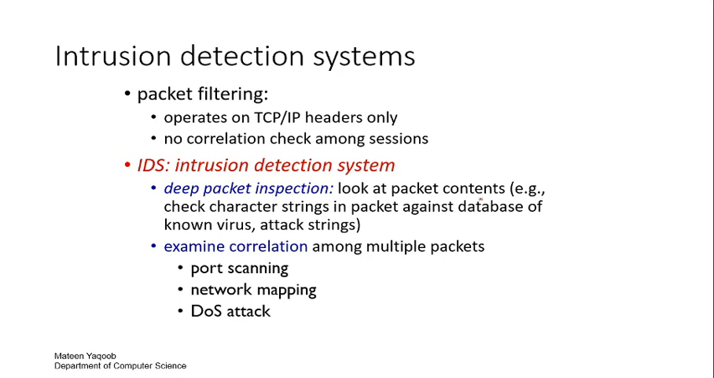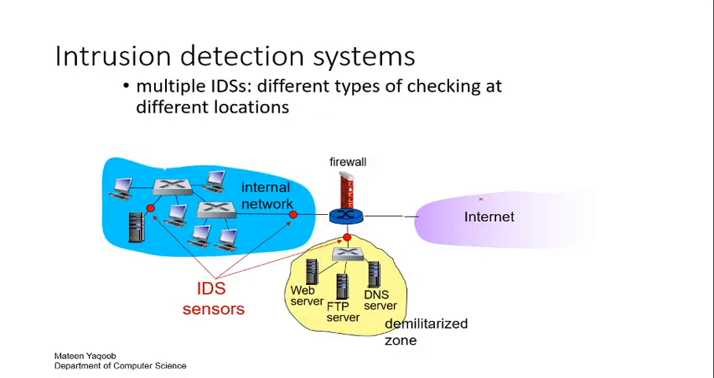So the intrusion detection system will inspect the packet content as well, and it will examine the correlation among multiple packets. So it will detect port scanning, network mapping, and DoS attacks. It will help to avoid these three types of intrusions: port scanning, network mapping, and DoS attacks. An intrusion detection system is usually implemented using multiple IDSs. Basically, multiple intrusion detection systems are implemented in a network.